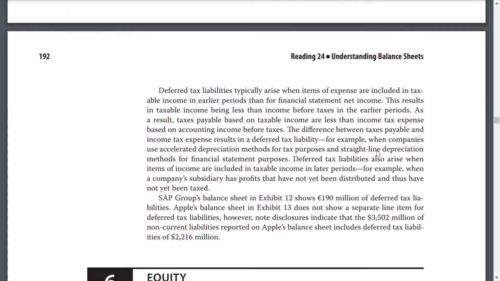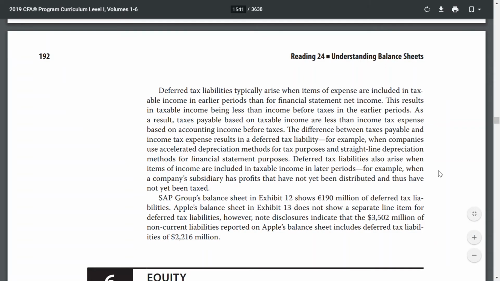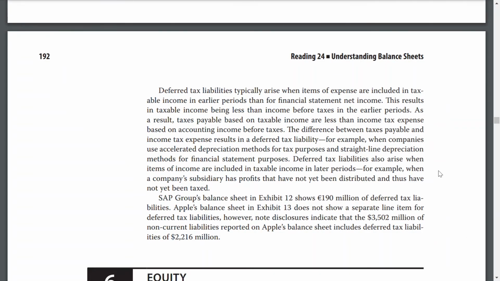Deferred tax liabilities typically arise when items of expense are included in taxable income in later periods than for financial statement net income. This results in taxable income being less than income before tax in the earlier period. As a result, taxes payable based on taxable income are less than income tax expense based on accounting income before taxes.